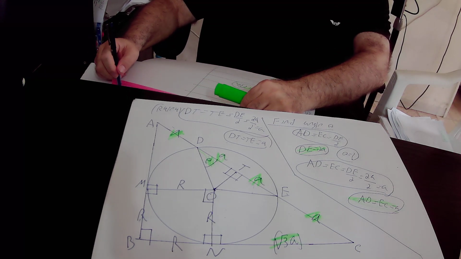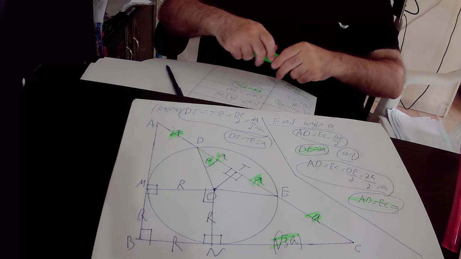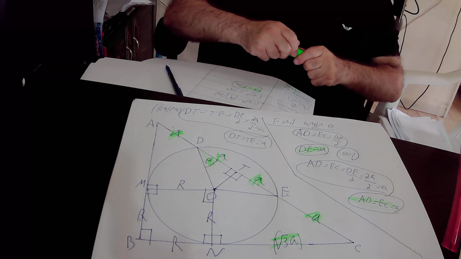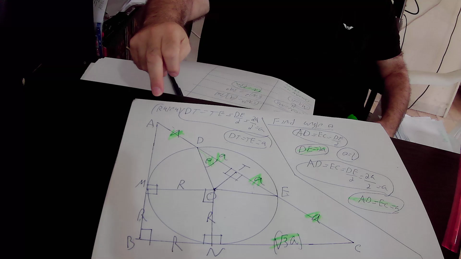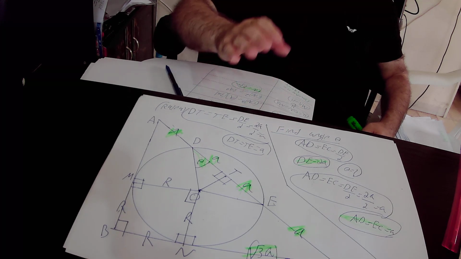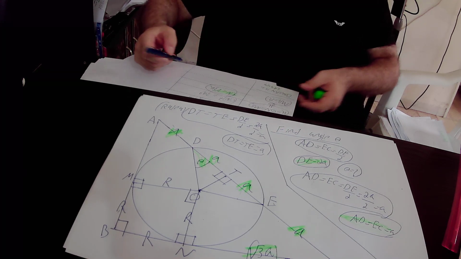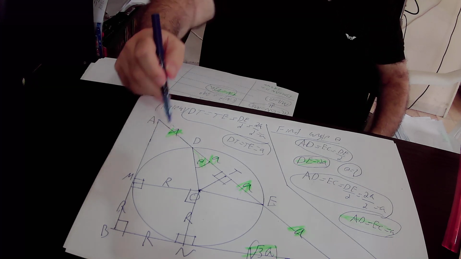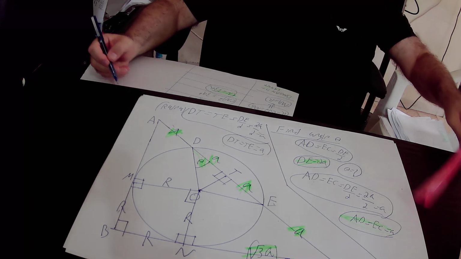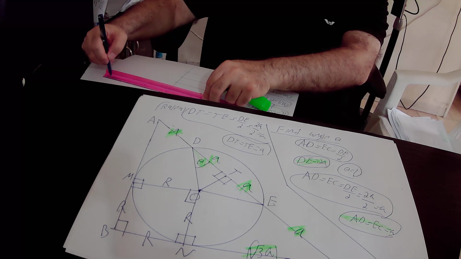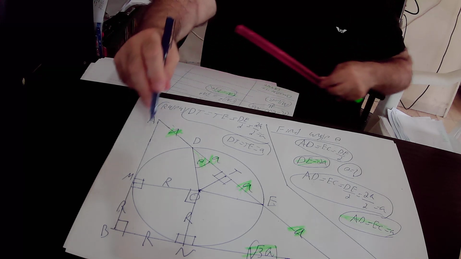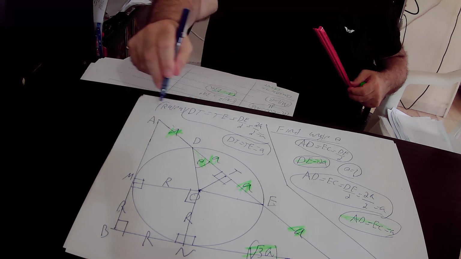On the external point A, we have tangent AM to the circle, and we have the straight line that intersects with this circle at point D and then point E. Therefore, we can implement here rule number 10. According to rule number 10, we get that AM square equals AD times AE.